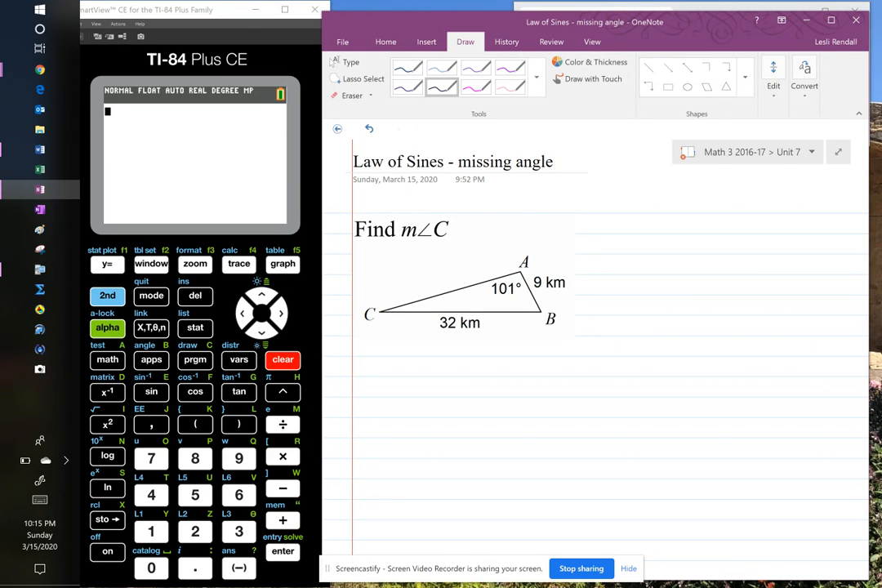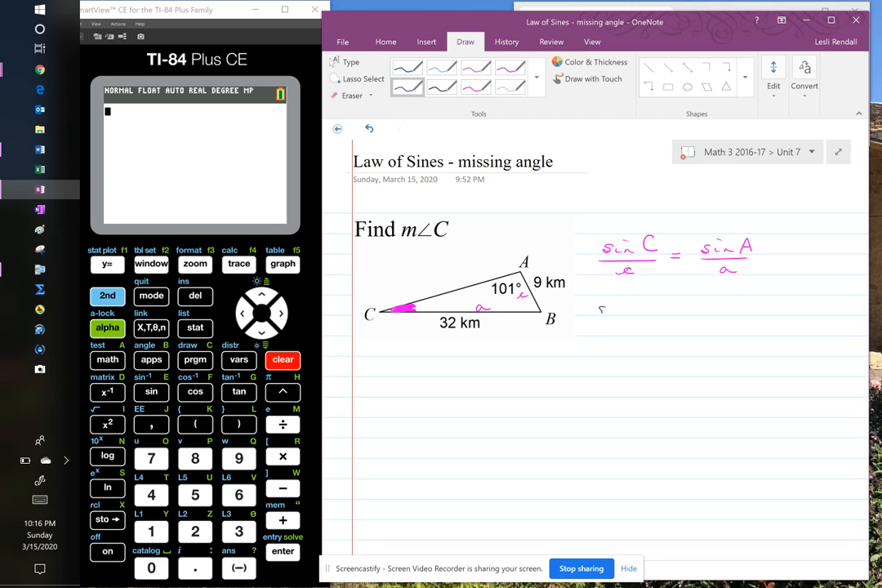This is the law of sines, using it to find a missing angle. Here we're asked to find angle C. So remember that when we use this, we're going to use the sine of the angle over its corresponding side, and then the sine of the angle over its corresponding side. And I'm obviously grouping side A with angle A, and I'm grouping side C with angle C, and I don't care about angle B or side B at all because they have nothing at all to do with our problem.